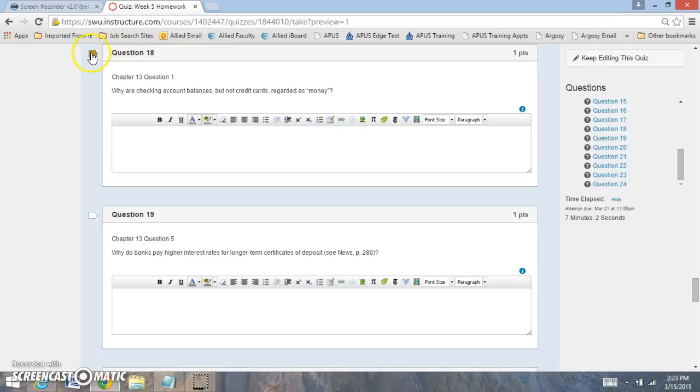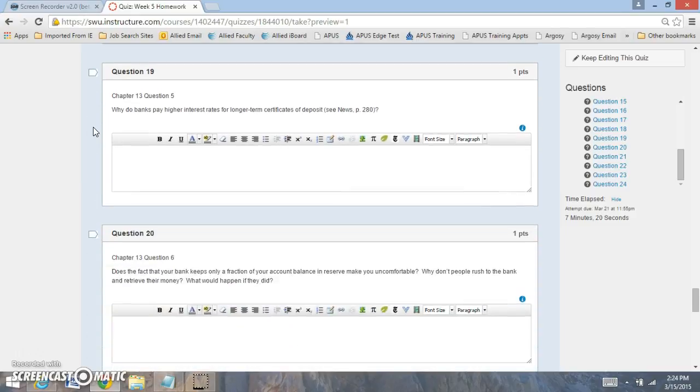Question 18. Why are checking account balances, not credit card accounts, regarded as money? Money is anything that, if I'm sitting in a room, you can take my money and actually use it to spend. That's what money would be regarded as. I could write you a check right now and it's included in the money system.